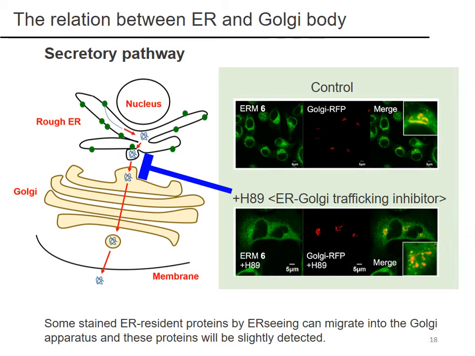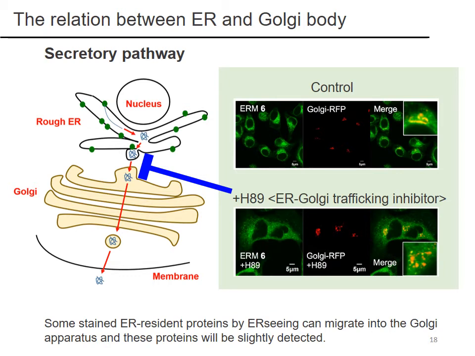There's an explanation why ER-Seeing is slightly localized in the Golgi apparatus, using this picture. As mentioned in the earlier slides, ER plays an important role in protein synthesis, especially of secreted proteins. So plasma membrane and extracellular proteins are first synthesized in the ER and subsequently transferred to the plasma membrane or extracellular space via the secretory pathway. This picture shows the secretory pathway from the ER to the Golgi and exosomal vesicles. Some of the ER-Seeing stained proteins in the ER may migrate into the Golgi apparatus, and these proteins can be slightly detected, which is a very reasonable process.